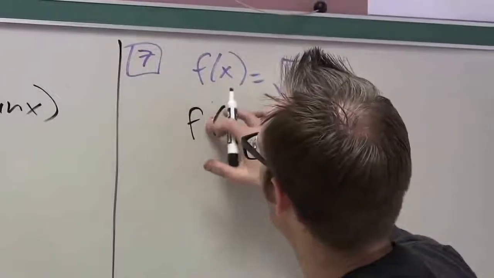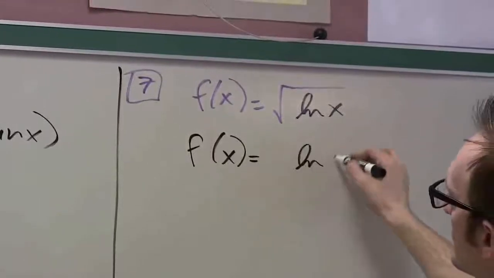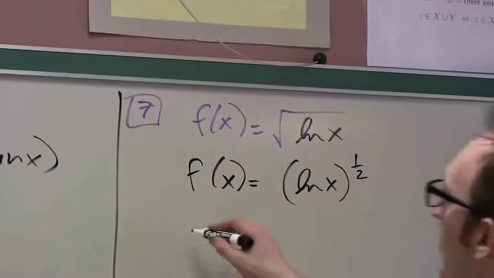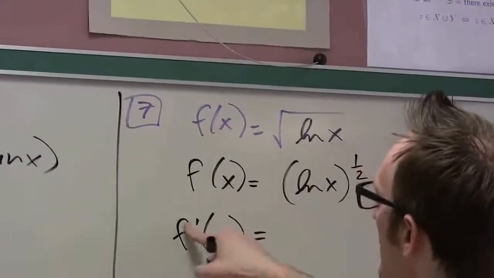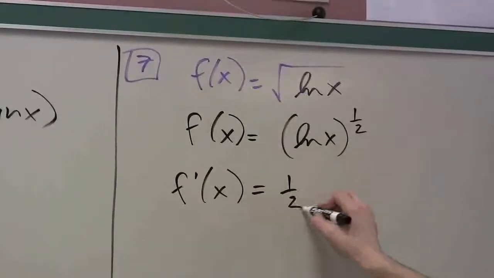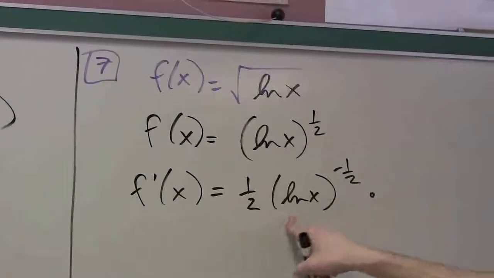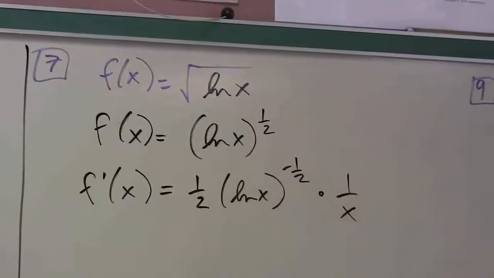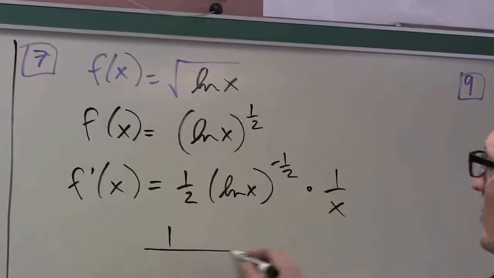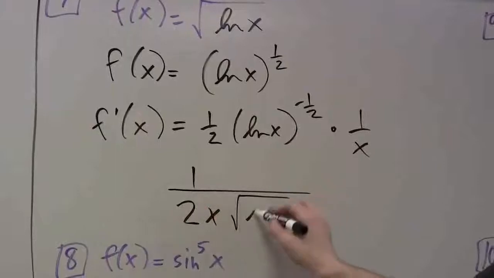Oh, first let's rewrite it. Let's rewrite it as what it really is, which is ln of x, all of that to the 1/2. Okay, so when we go to take the derivative, we see, well, the derivative of something to the 1/2 is 1/2 something to the negative 1/2, back inside for the derivative of the something, which is 1 over x. And so again, I can write my final answer as 1 over 2x root ln x.